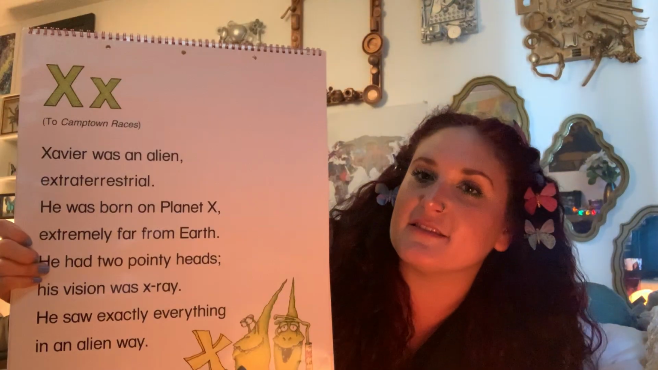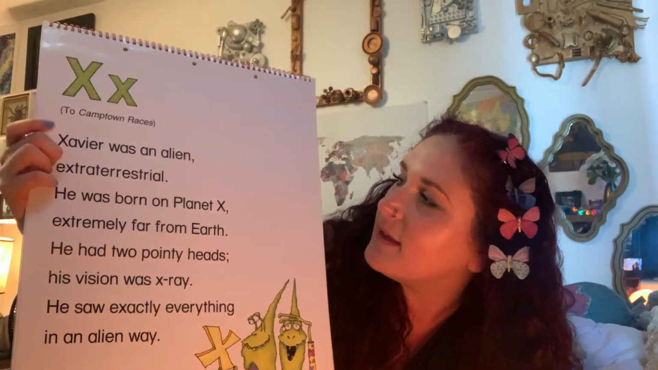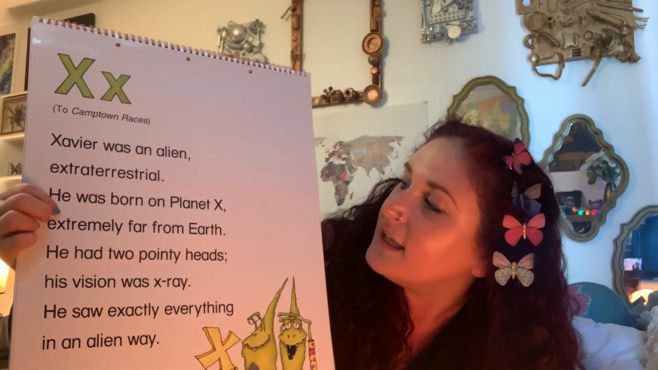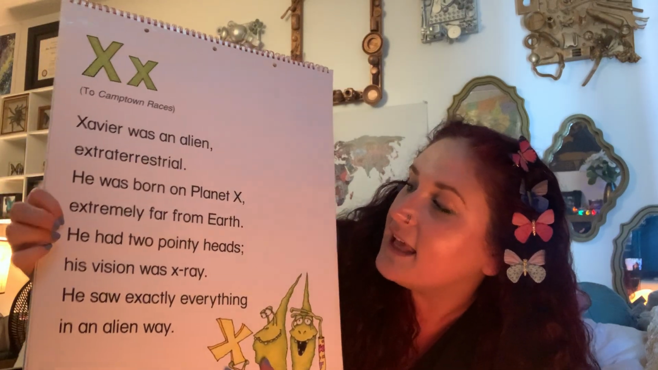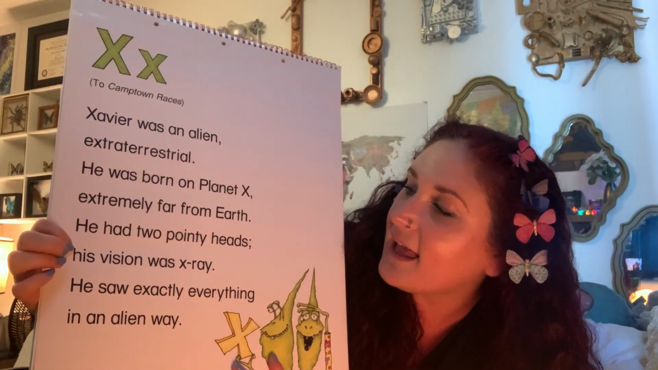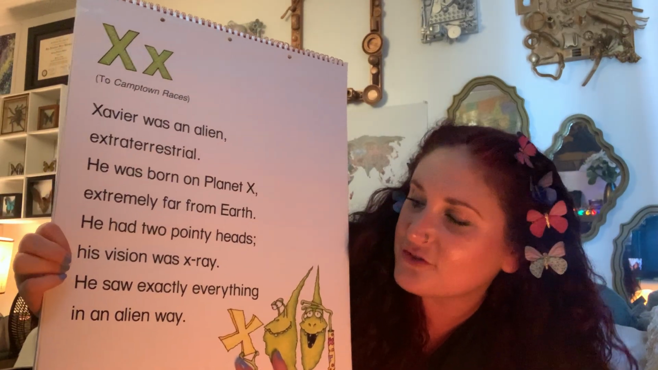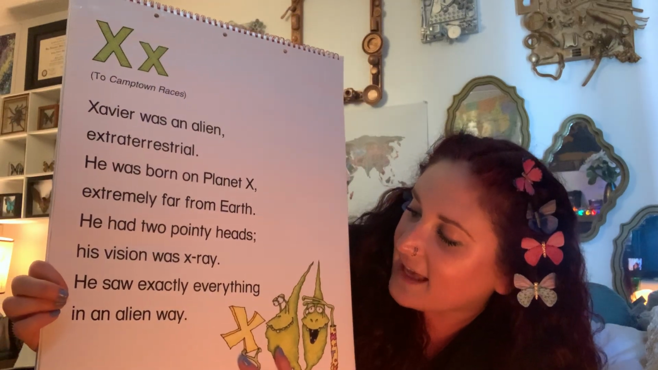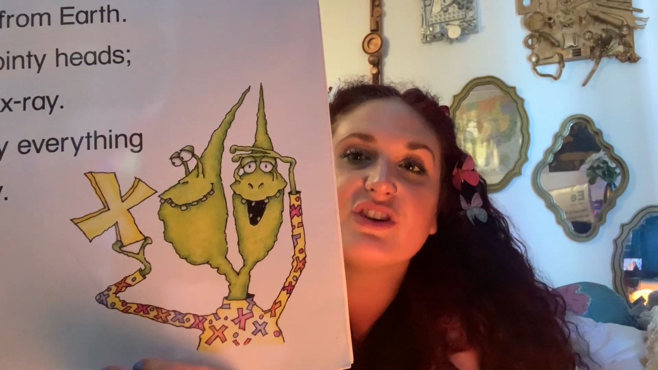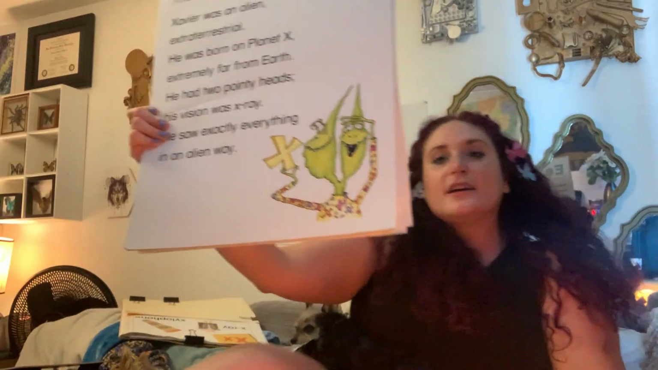Let's see this poem about the letter X. Xavier was an alien, extraterrestrial. He was born on planet X, extremely far from Earth. He had two pointy heads. His vision was X-ray. He saw exactly everything in an alien way. Check out Xavier. Let's take a look at all the words with X in them.